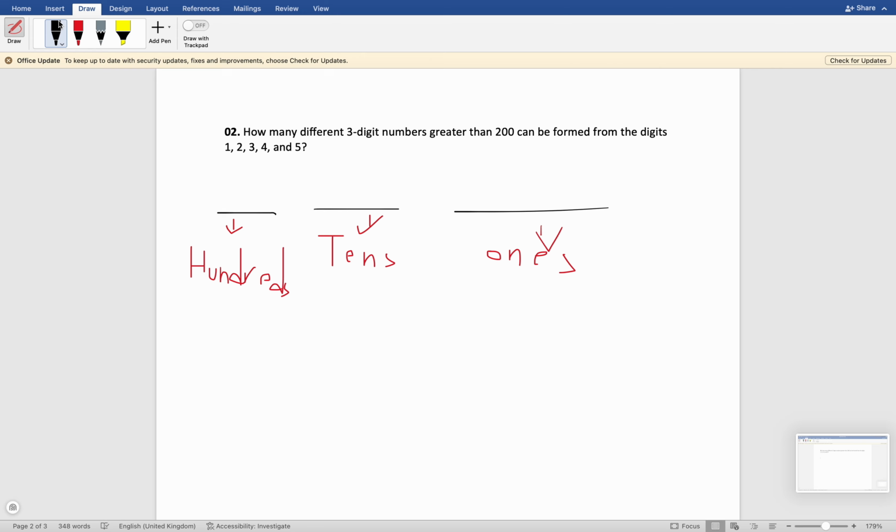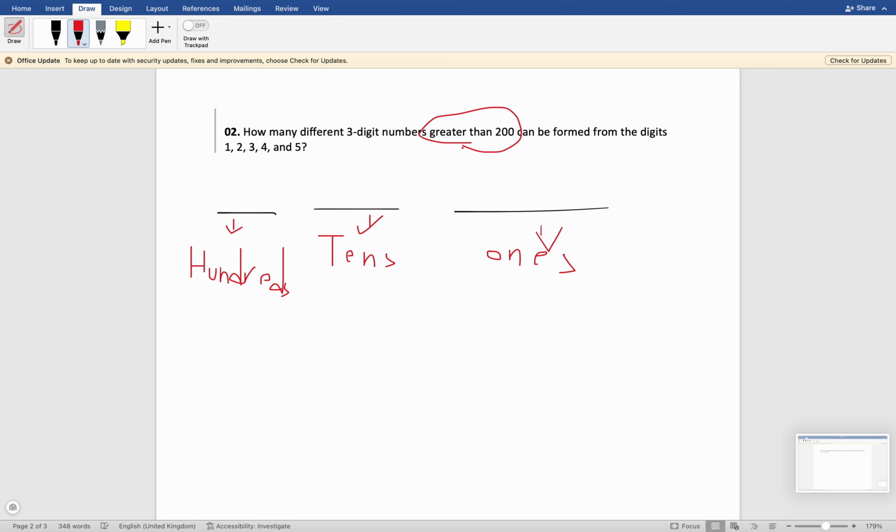Now remember the main rule for these problems: always deal with the restriction first. Lock that down before you do anything else. So what's the rule here? The number has to be greater than 200.